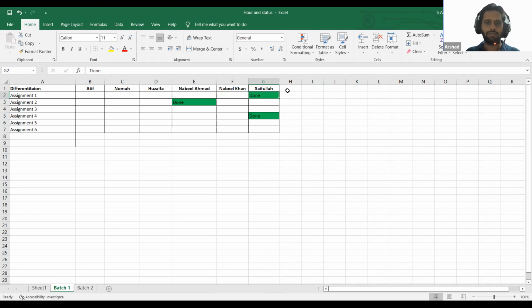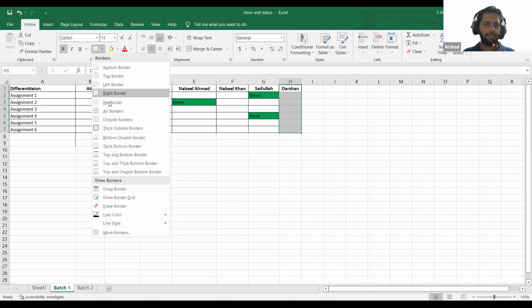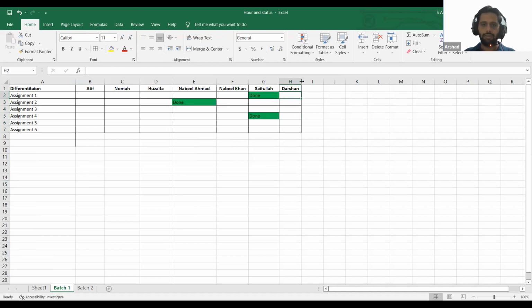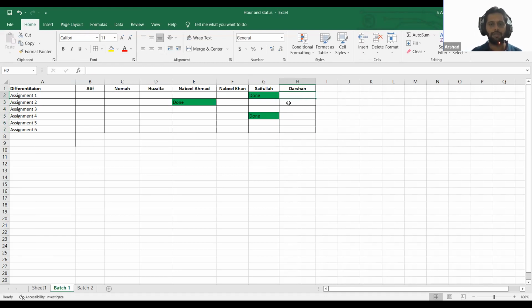Darshan, how many assignments have you completed? Assignment 3. That means 1, 2, and 3, Darshan. Okay. But Darshan, I have not received any assignment from your side. So please share it after the class. We need to share this status with your parents. And one more thing, today you have a test on differentiation. Okay, after the class. Okay, Darshan.